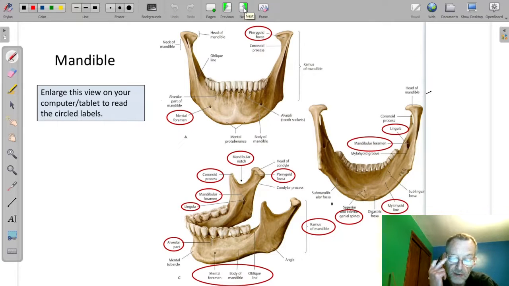So on this one, you will probably need to enlarge this view on your computer or your tablet, just for ease of reading the labels that I have circled. These are features that are on the objective sheet. So, for example, the top is a pterygoid fovea, or the pterygoid fossa, and that is where the pterygoid muscles will attach. Again, don't worry about muscles right now. Mental foramen, mandibular notch, etc. So you need to just go through this and read the textbook so that you're familiar with the mandible. An important bone for your profession. Next slide.